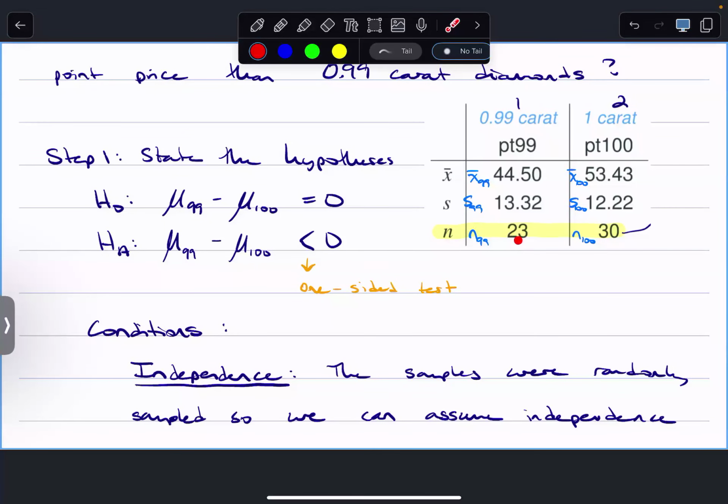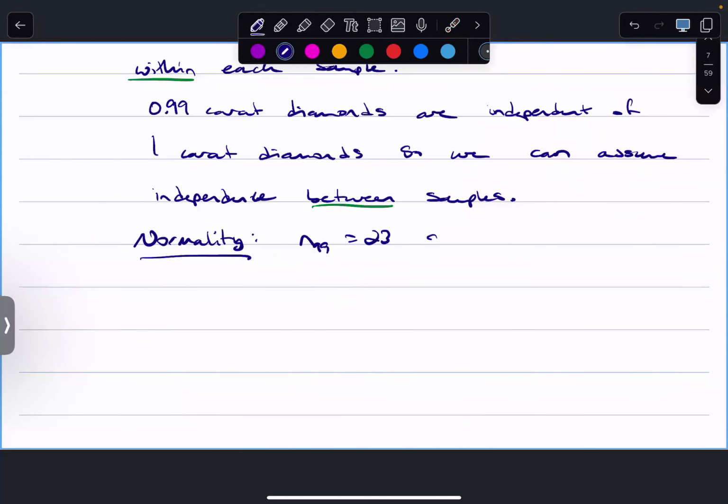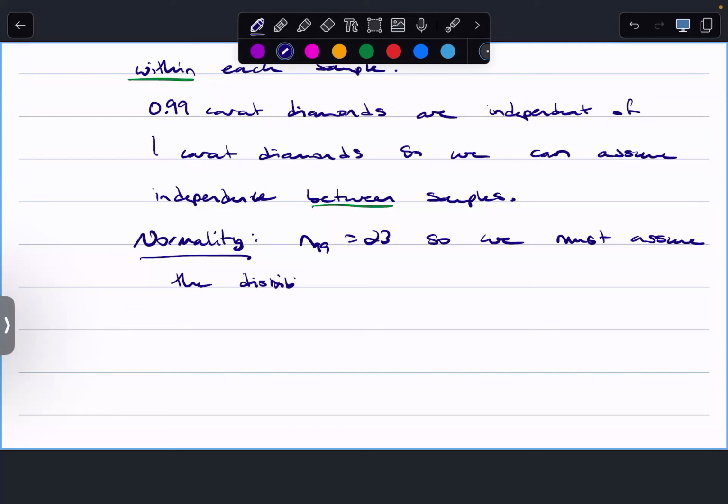So what do I have to argue? I assume that the distribution is approximately normal. That's fine. We can check it with a box plot or a histogram, but we're not going to do that. So we must assume the distribution is approximately normal.